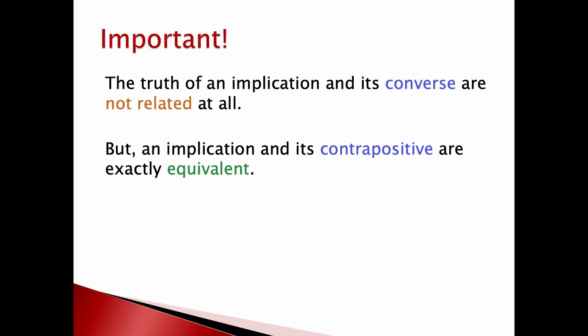So, a super and critically important fact here to end our video with. The truth of an implication and its converse are not related at all. But an implication and its contrapositive are equivalent. So one's true if and only if the other one is. You could write that out as a tautology. What that means is, as we'll see in some later videos, if you want to prove an implication, sometimes it's easier to prove its contrapositive.